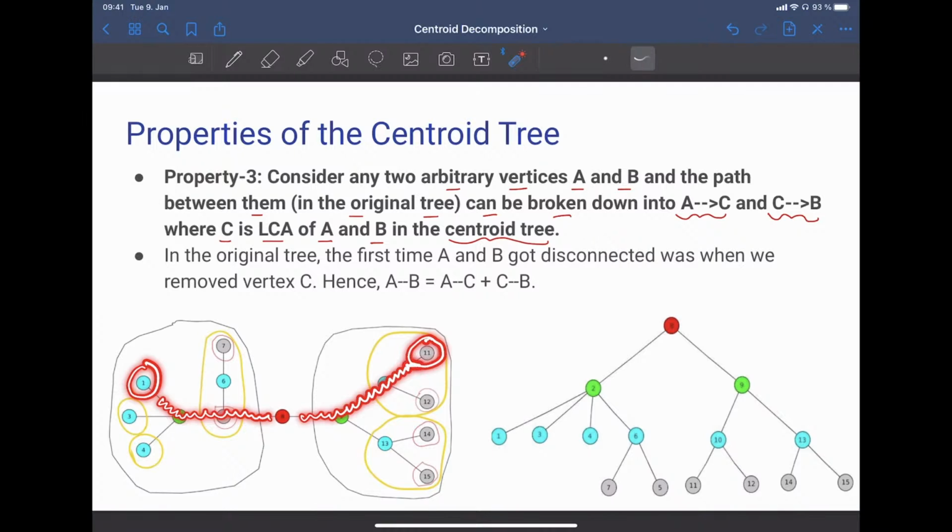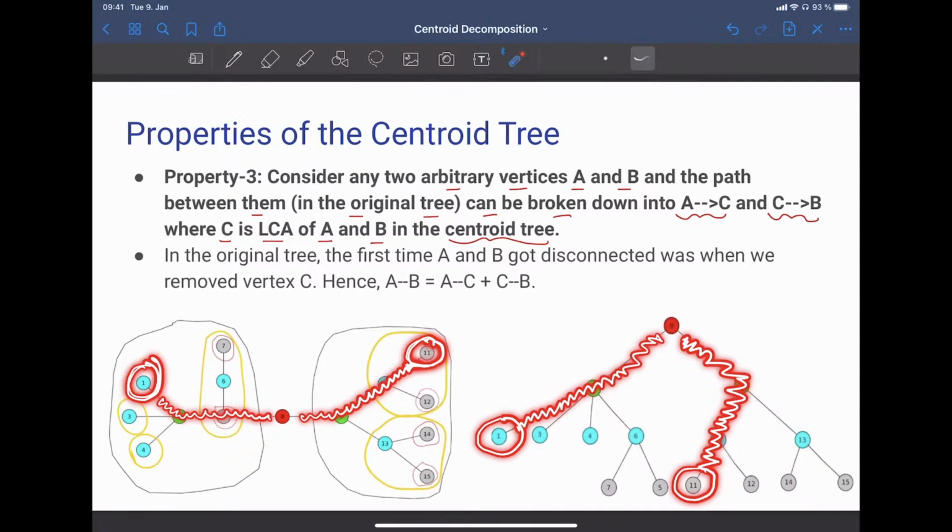What is the claim? We chose two arbitrary vertices A and B; 1 and 11 were the two arbitrary vertices we chose. The claim is that the path between them in the original tree can be broken down into A to C and C to B, where C is the LCA of A and B in the centroid tree. So our A and B are node 1 and node 11. What is the LCA of 1 and 11 in the centroid tree? 1 is here in the centroid tree and 11 is here. So the LCA of 1 and 11 in the centroid tree is node 8.